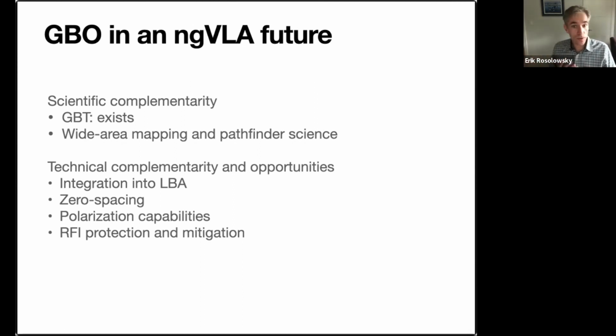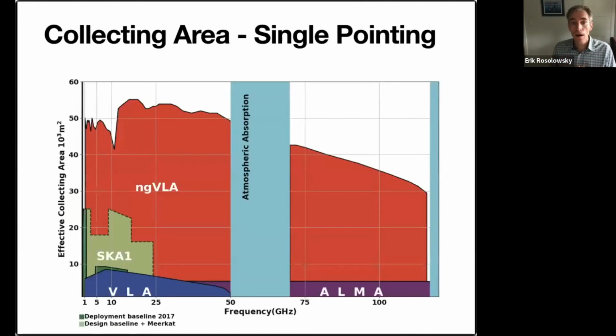We can think about technical capabilities, such as integration into the long baseline array and zero spacing capabilities, where even though there will be a total power component, having that in hand can really help a science project out. There are also polarization capabilities, and the fact that the radio quiet zone is going to provide some mitigation against RFI. And I'll close out by returning to this idea of what the collecting area of the facilities is as a function of frequency.